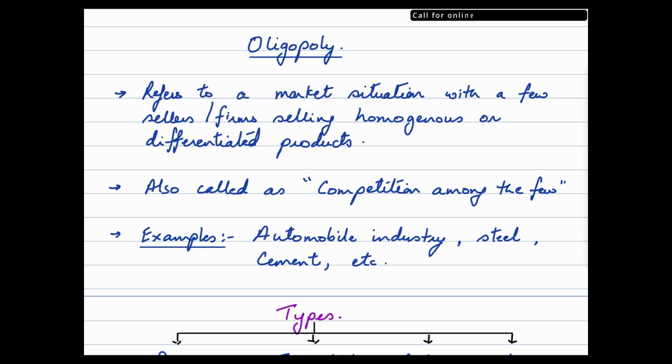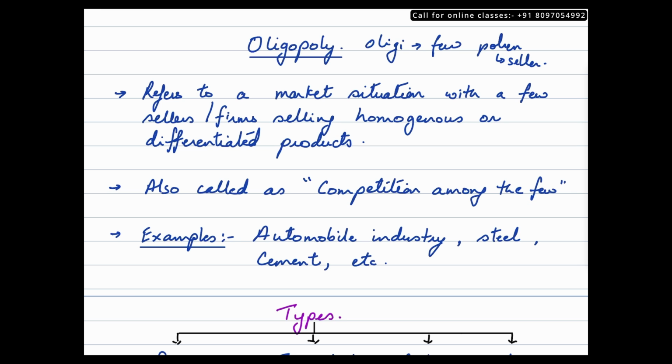So when we talk about oligopoly, the word oligopoly comes from two words. The first word is oligy, which is few, and the second word is polein, which means seller or to sell. So based on these two things, we can understand that oligopoly would refer to a market situation where you would see a few sellers or a few firms that sell homogeneous or differentiated products. Another way to refer to oligopoly is competition among the few.